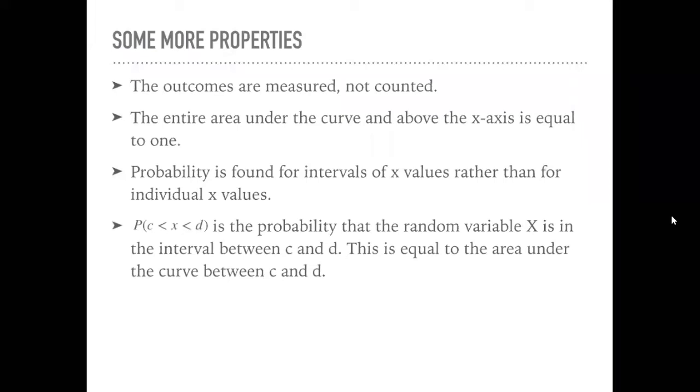Now, the probability that x equals c is actually equal to 0. And because of that, we would say that the probability that c is less than x is less than d is the same as the probability that c is less than or equal to x is less than or equal to d.